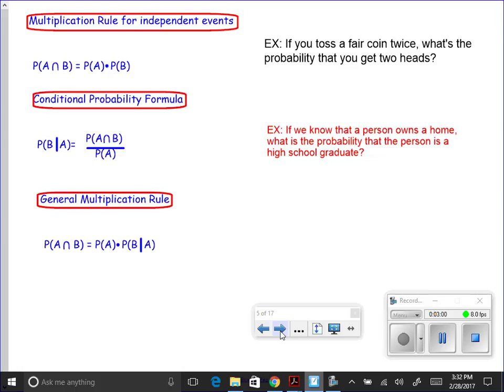If we know two events are independent, we can find the probability of both by just multiplying them together. So that's the first formula: the probability of A and B is the probability of A times the probability of B, only if A and B are independent events. An example of independent events would be tossing a coin. The first toss is independent of the second toss, so I can just multiply the probability of getting heads on the first toss times the probability of getting heads on the second toss.